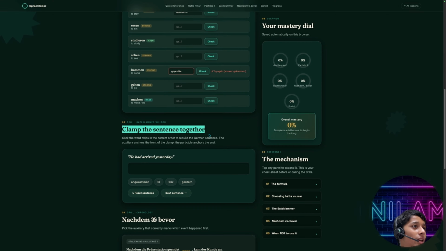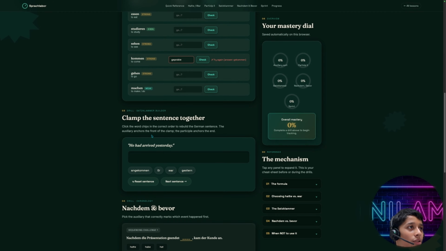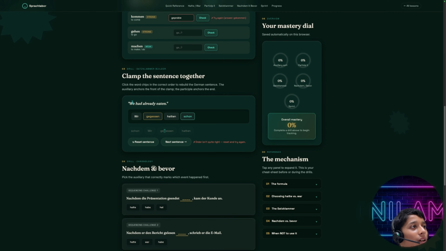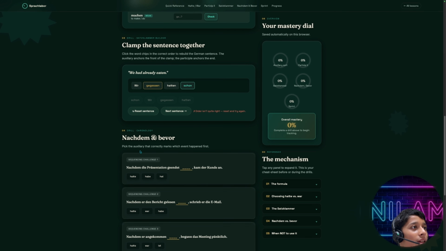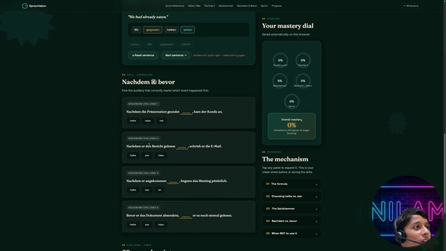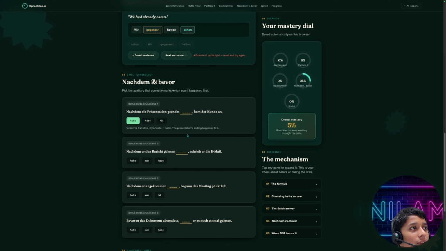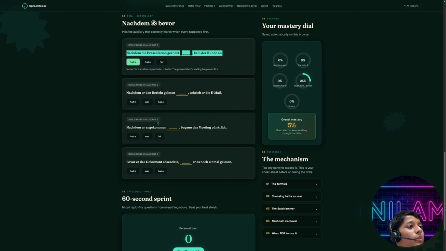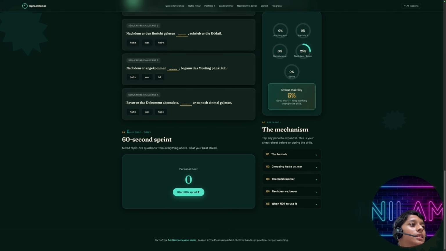Clamp the sentence together. Drill 3. You need to click the word chips in the correct order to rebuild the German sentence. So here we have already written these sentence formations. Then Nachdem before, where it's a fill in the blanks. You need to choose one of the three options and they must be correct or wrong based on the question provided here. And there is a challenge which is timed for 60 seconds.